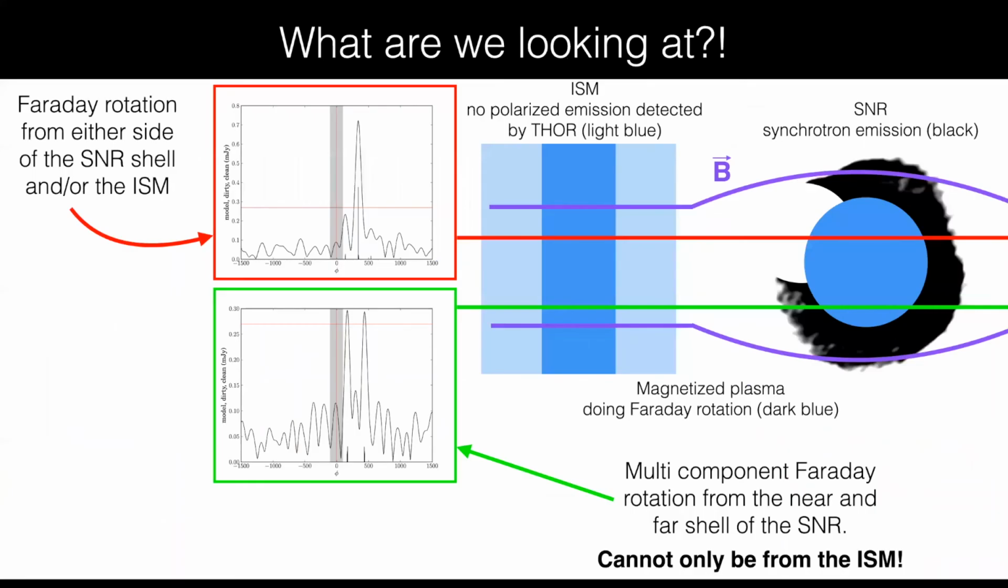As a little bit of a cartoon, since we don't observe synchrotron emission that's obscuring the supernova remnant along the line of sight, multi-component Faraday rotation cannot be a result of the effects from the interstellar medium and must be internal to the supernova remnant itself. Whereas a single component Faraday rotation that's depolarized could originate from the far side of the supernova remnant shell as it becomes depolarized either through a turbulent magnetic field within the supernova remnant, or from the near side of the supernova remnant shell.